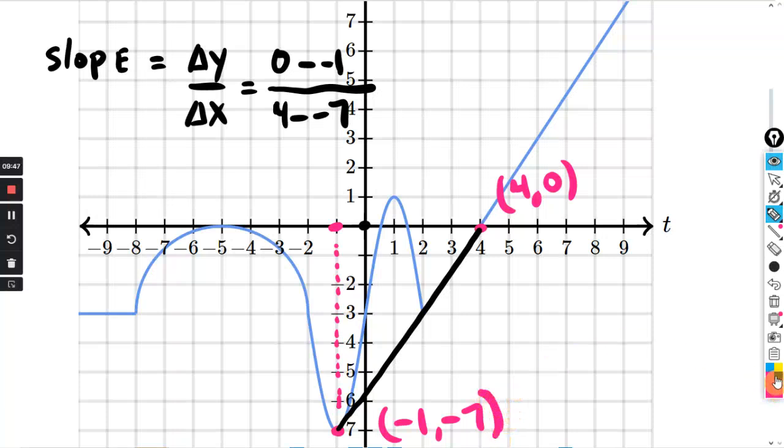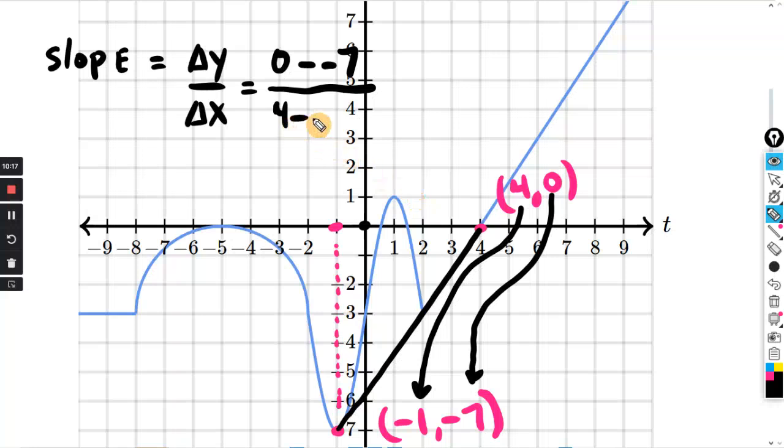All right, so it's just slope, and I think I made a small mistake. I built this equation a little bit incorrectly. Let's try again. For the change in y in the numerator, that's going to be 0 minus negative 7. And the change in x, 4 minus negative 1.